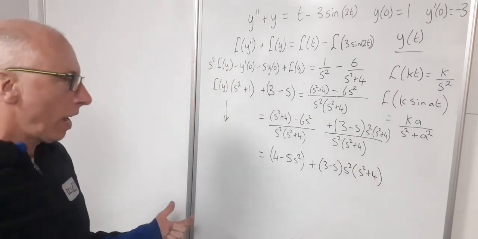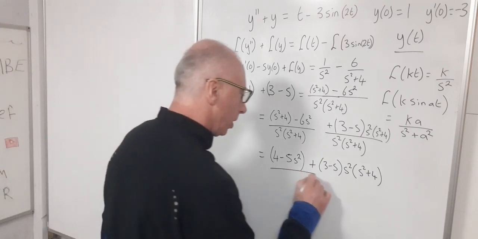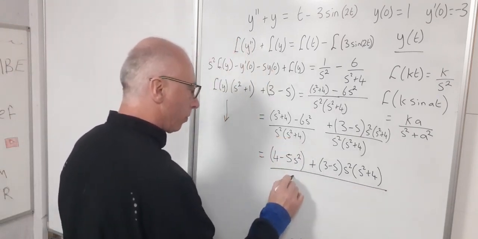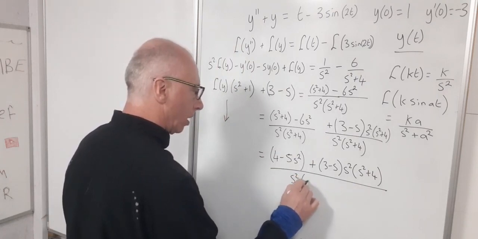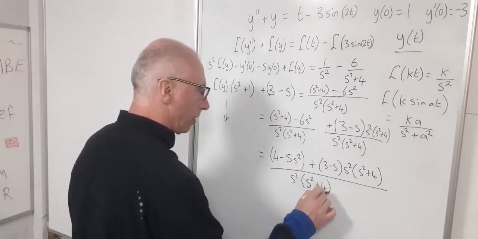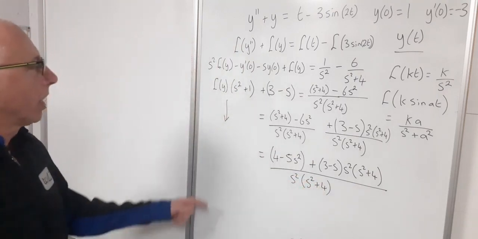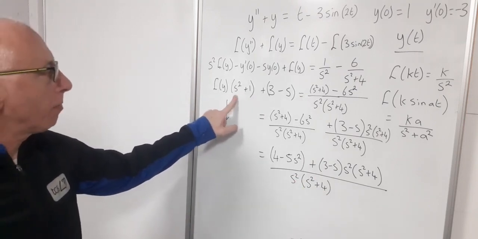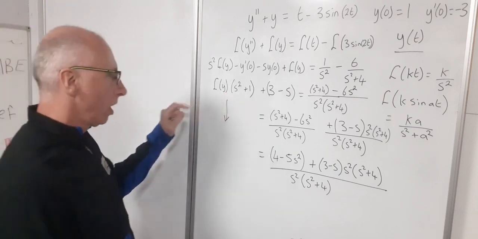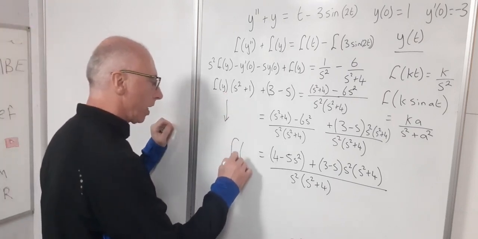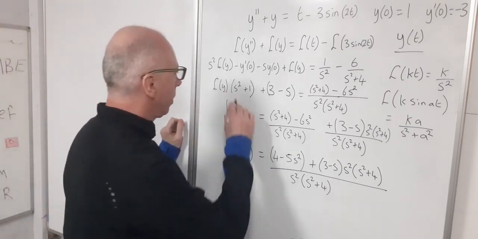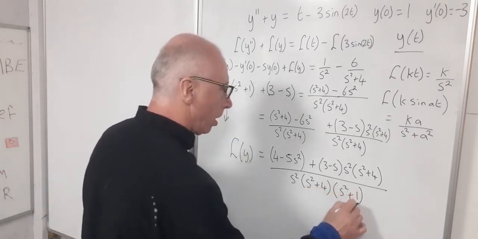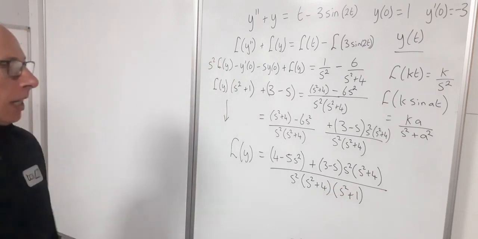So I'm not going to FOIL that one out. And my common denominator will stay. I've now got s squared plus 4. So that takes care of this side. I'm going to leave that as it is. Now here, I want to get Laplace of y on its own. So if I divide both sides by s squared plus 1, I'll isolate the Laplace of y. So now, I just need to put an s squared plus 1 on this side.